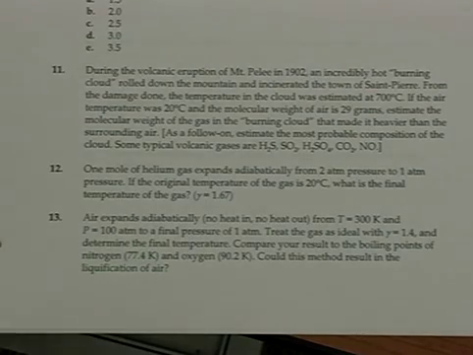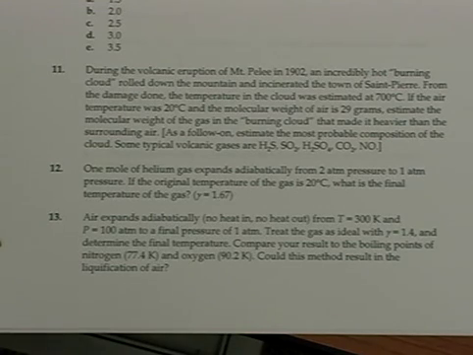Problem number 13. Air expands adiabatically, which means no heat in, no heat out, from a temperature of 300 degrees Kelvin and a pressure of 100 atmospheres to a final pressure of 1 atmosphere. Treat the gas as ideal with a gamma of 1.4 and determine the final temperature. Compare your result to the boiling points of nitrogen, 77.4 degrees Kelvin, and oxygen, 90.2 degrees Kelvin. Could this method result in the liquefaction of air?